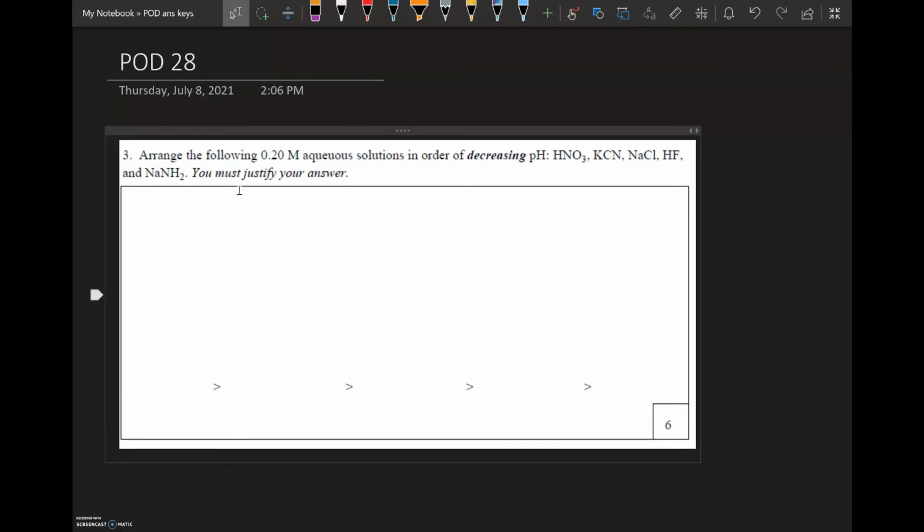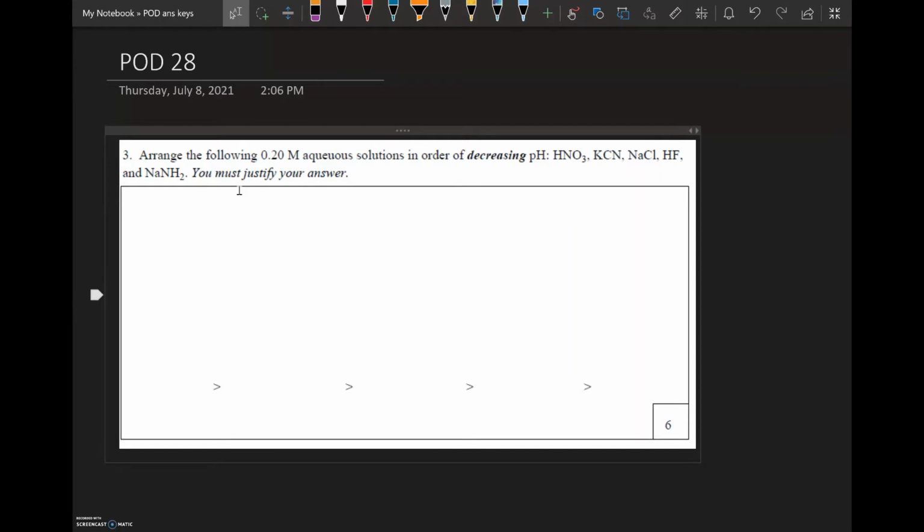Now, in this particular problem, we're going to arrange the following solutions in order of decreasing pH. So we're given a list of compounds: nitric acid, potassium cyanide, sodium chloride, hydrofluoric acid, and sodium with the amine group on it. And the thing we need to do here is establish strong versus weak, and looking at whether the compound is going to even be representative of an acid or base, or have those properties of an acid and base.